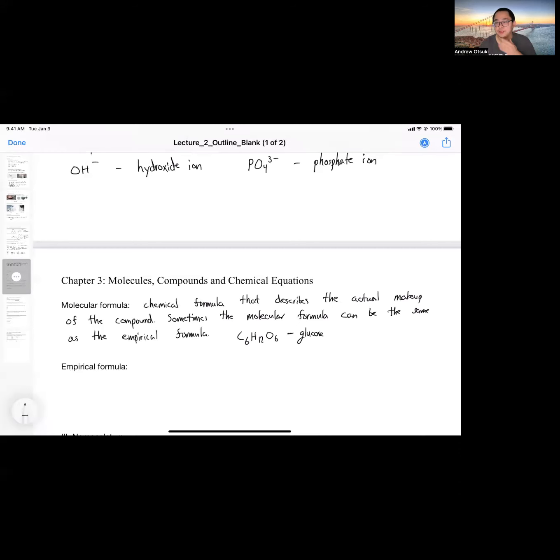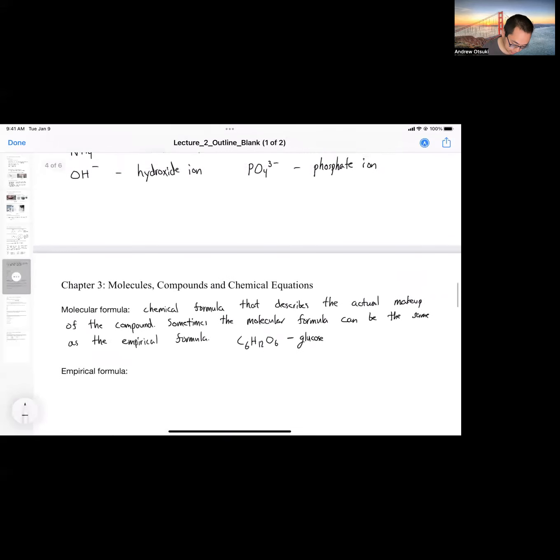Oh, but don't worry, you don't need to know this name by heart. But I'll use examples where I write this structure, and it'll always be referred to as glucose, usually in all of the examples I will show. Okay.